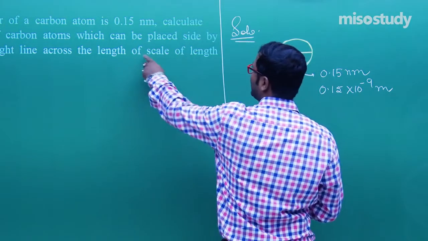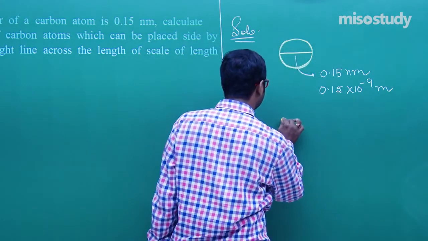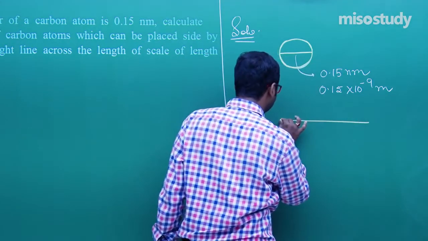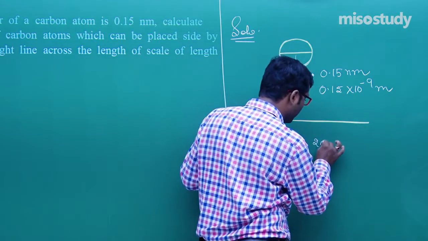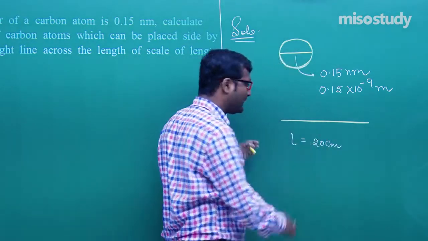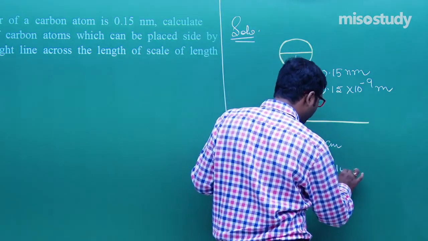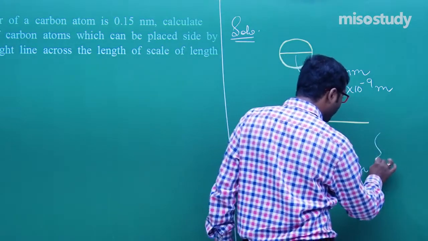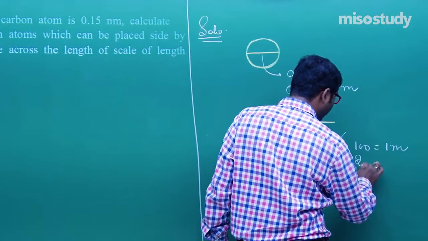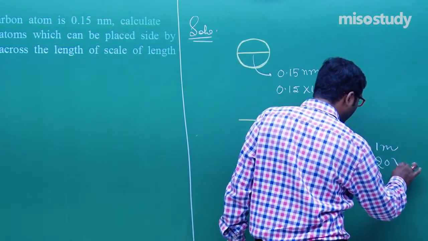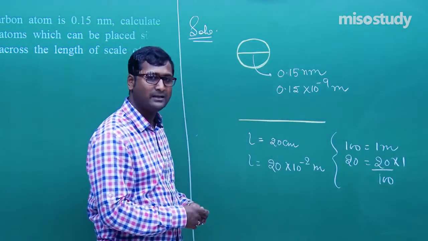Now calculate the number of carbon atoms which can be placed side by side in a straight line. This is a straight line, and it has a length of 20 centimeter. Clear to you? L is equal to 20 centimeter, that is equal to 20 into 10 to the power minus 2 meter. Because we know 100 centimeter is equal to 1 meter. So 20 centimeter will be equal to 20 upon 1 divided by 100, that is 20 into 10 to the power minus 2 meter.